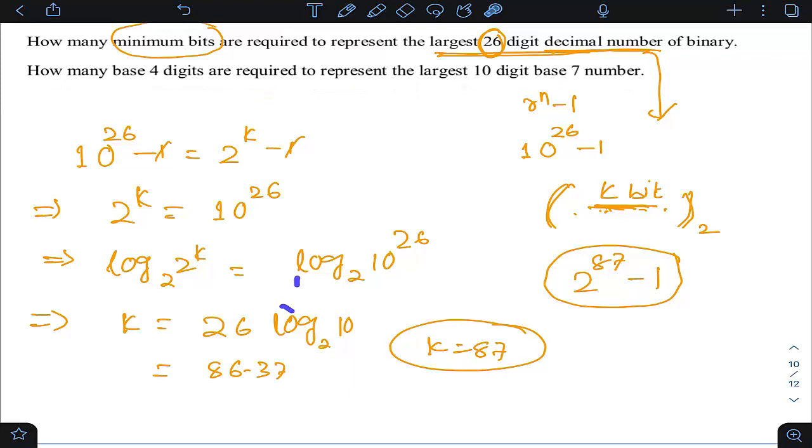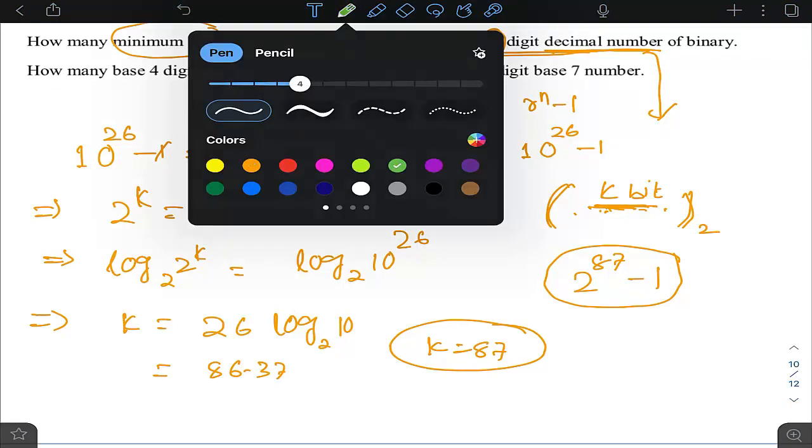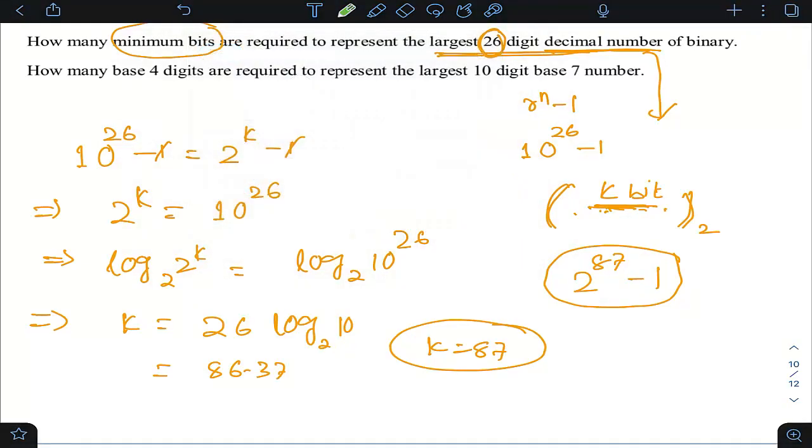If you understood these questions, this question you can answer directly. So what is the equation we are writing? The largest 10 digit base 7 number. What is the meaning of it? The meaning of this will be r to the power n minus 1. So r is 7, n is 10. 7 power 10 minus 1.